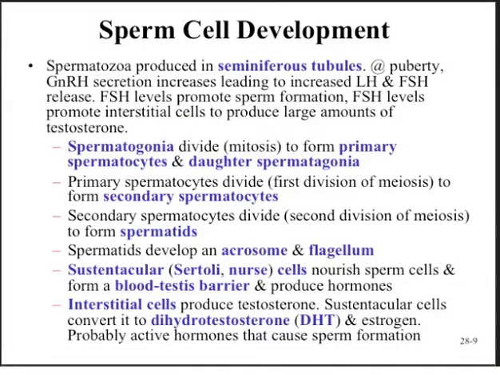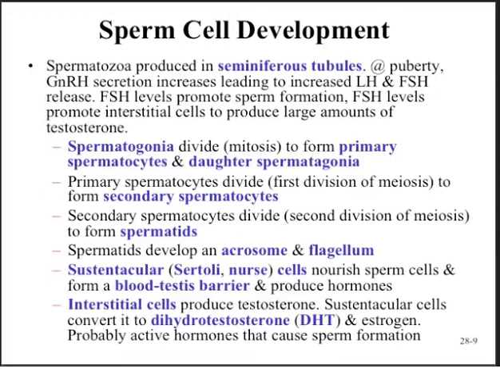Okay. Sperm are produced in the seminiferous tubules. At puberty, gonadotropin-releasing hormone increases the production of luteinizing and follicle-stimulating hormone from the anterior pituitary. These levels promote sperm formation. The follicle-stimulating hormone levels promote the interstitial cells to produce testosterone, and this, of course, accelerates spermatogenesis.